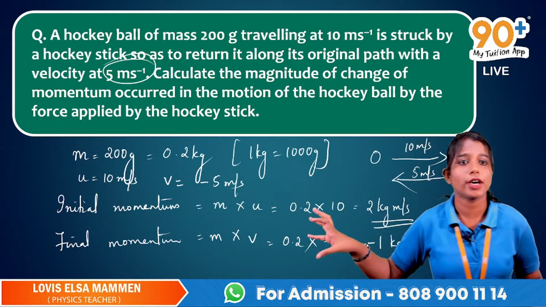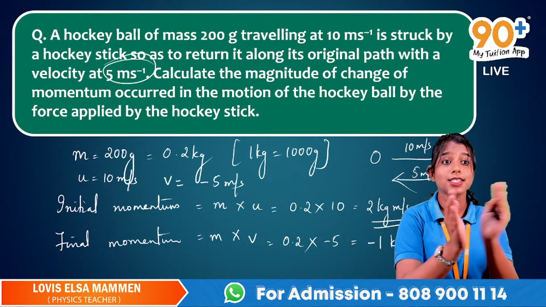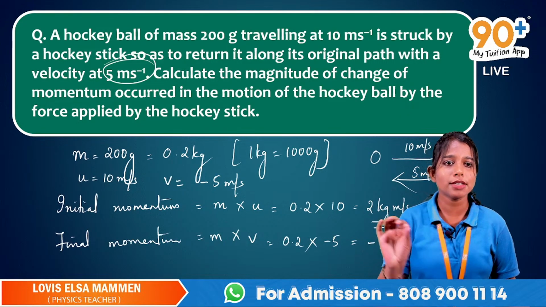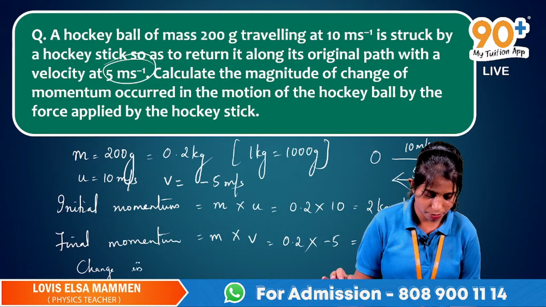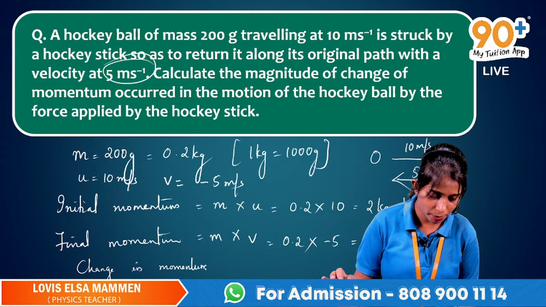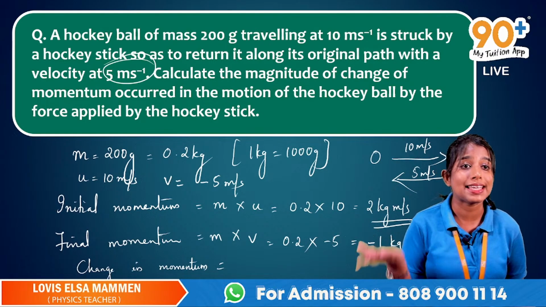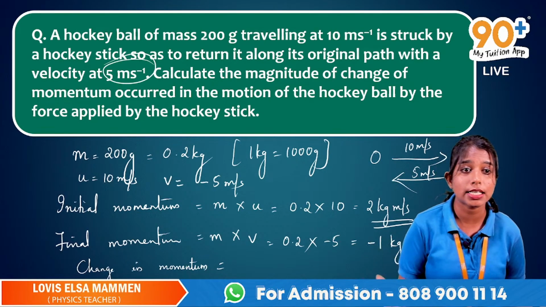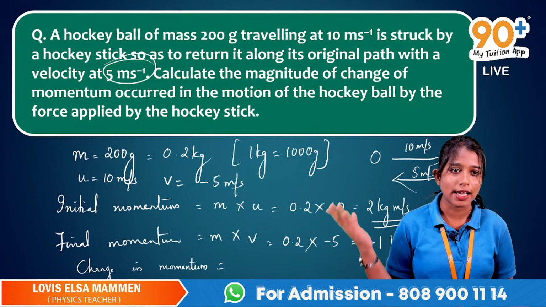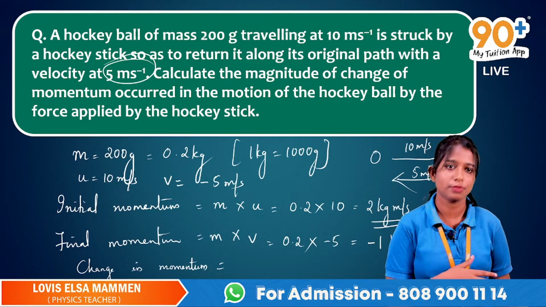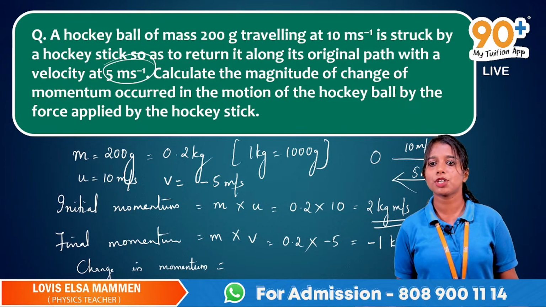You have got the initial momentum and the final momentum. You are asked to find the change in momentum. Change in momentum is the difference of these two momenta, that is final momentum minus initial momentum. Final minus initial. Now substitute and tell me.